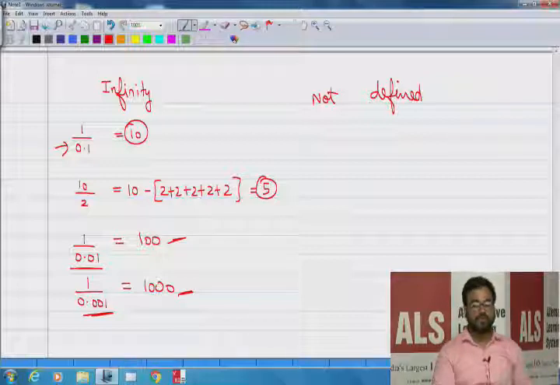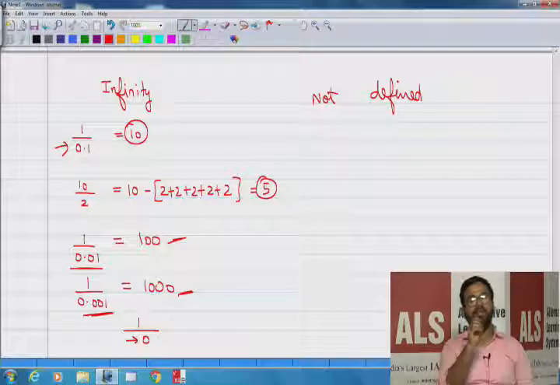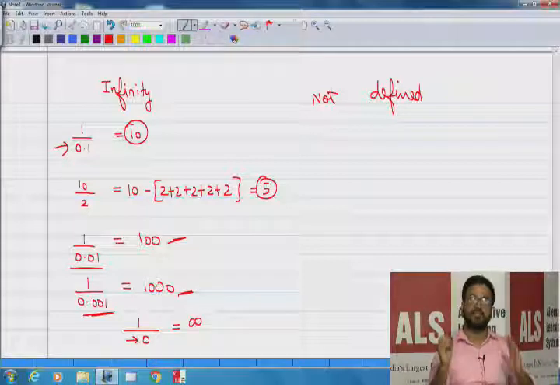So if the denominator is tending to 0, this arrowhead which I have made is known as tending. When the denominator is tending to 0, it means it is not exactly 0, but it is very close to 0. The answer is going to be infinity. Infinity is a very large number.